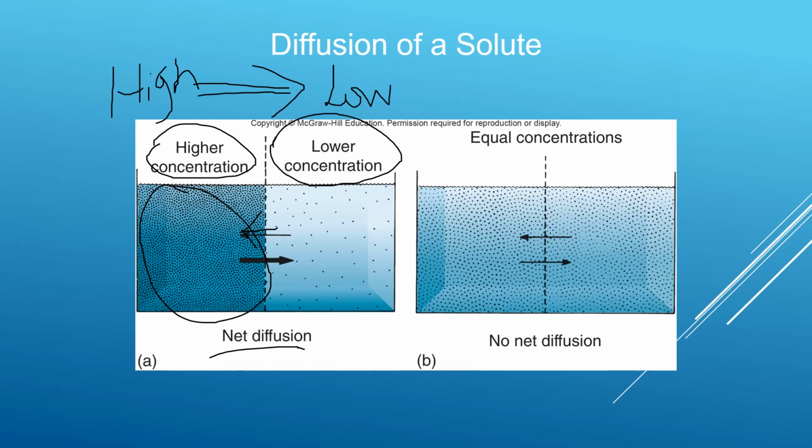Okay, and so as you can see here in panel A, we have a higher concentration of solute, and that is going to move to this area of lower concentration of solute. And so this will continue on until there is no net diffusion occurring, where we'll have equal concentrations on both sides, the left and the right. However, there will still be movement between the molecules. It doesn't mean that they stop once they've migrated over.